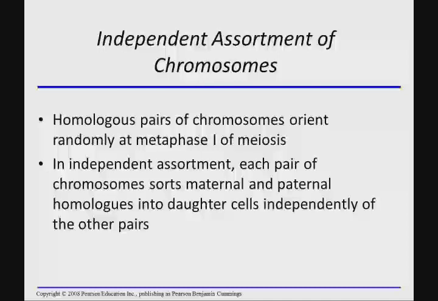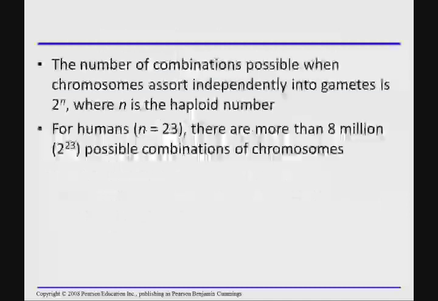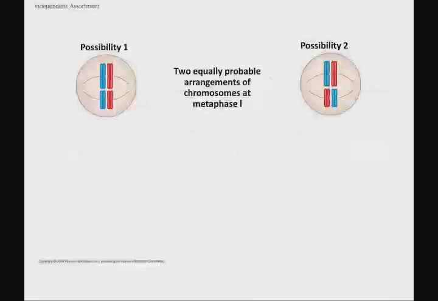So the idea is that each pair of chromosomes, when they line up on the metaphase plate, it's random whether they're on the left or right. Let's look at that. So again, you've got many, many different combinations when you independently assort. And actually that number is 2 to the 23rd. That's more than 8 million possible combinations of chromosomes lining up on the metaphase plate.